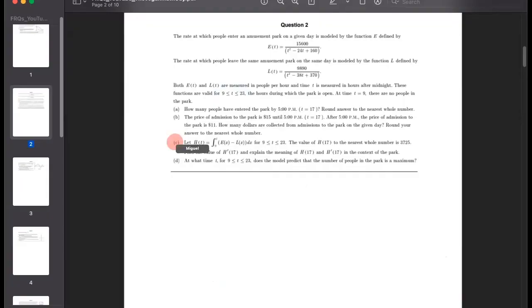They want us to interpret what H of t represents. Now look at H of t in this case. H of t is this weird equation, the integral from a to b of E of t minus L of x. So H of t just represents the total amount of people because you have the amount of people entering minus the amount of people leaving. So H of 17 in this case is just going to represent the amount of people present at time equals 17, so 5 p.m.